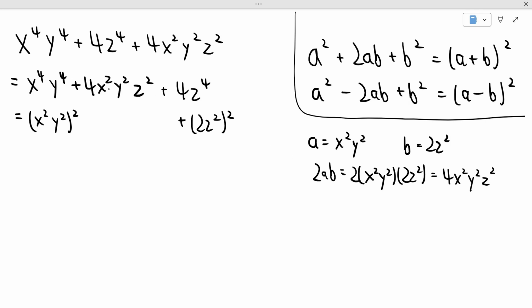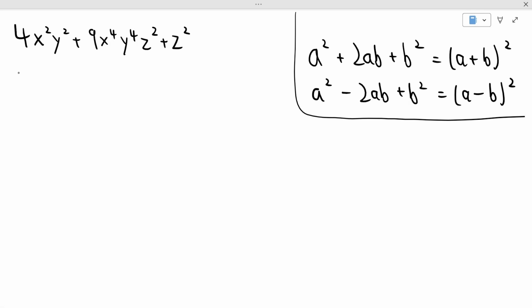And now we can see that this matches with our remaining term, 4x squared y squared z squared. So we can rewrite that as 2 times x squared y squared times 2z squared. And now this is in the form of a squared plus 2ab plus b squared, where a equals x squared y squared and b equals 2z squared. So this entire expression is just x squared y squared plus 2z squared, all squared, using our formula. And this is our final answer.